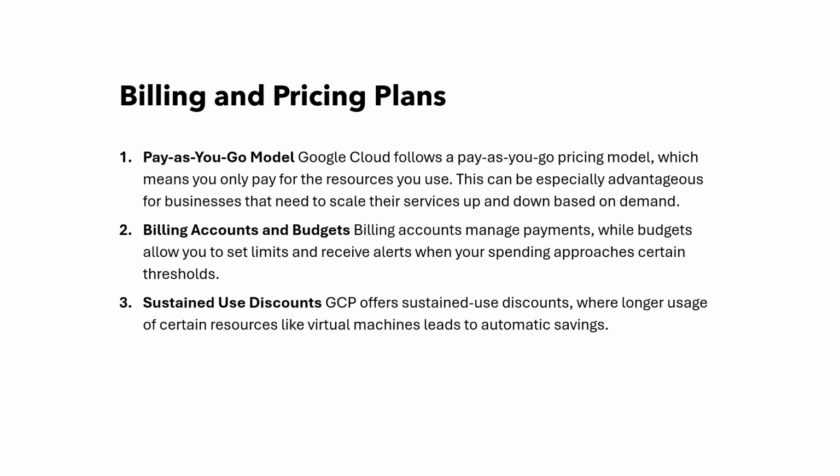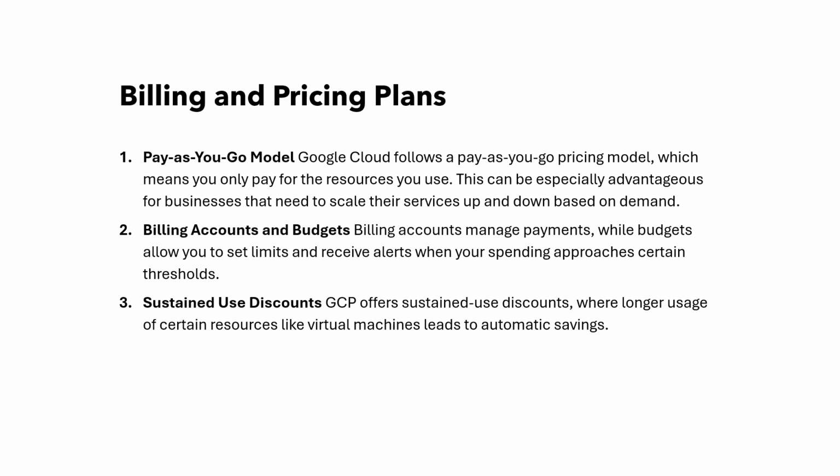Sustained use discounts. Another way to save is through sustained use discounts, which apply automatically when you use virtual machines for a significant portion of the month. These discounts can lower your costs by up to 30%, especially if your instances run for long periods. Preemptible VM pricing. If you have workloads that are flexible and can tolerate interruptions, consider using preemptible virtual machines. These are much cheaper than regular VMs but can be shut down by Google at any time. Preemptible VMs are ideal for batch processing or fault-tolerant applications.